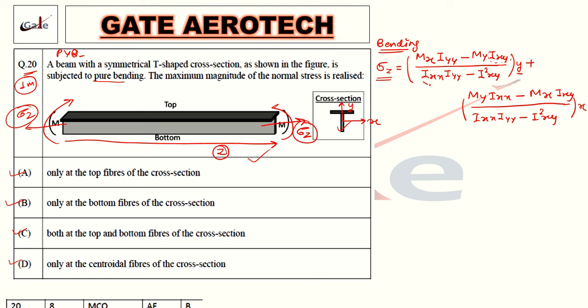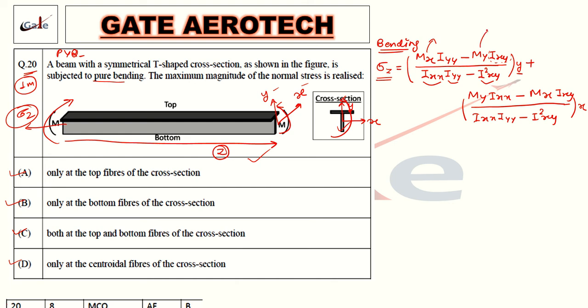This is the moment of inertia about the x-axis, this is the moment of inertia about the y-axis, and this is the product moment of inertia. Mx is the moment acting about the x-axis. If you see in the diagram, this is your coordinate system, this is x, this is y. The moment is rolling like this, about the x-axis, so this is Mx.